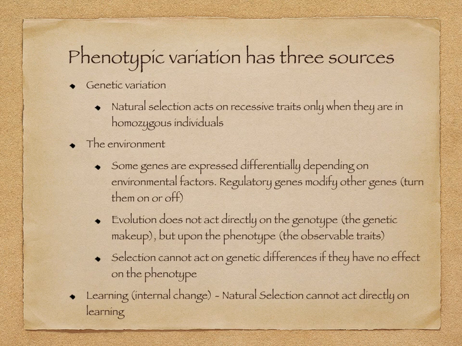Natural selection acts on recessive traits only when they're in homozygous individuals because the trait has to be expressed. And in the environment, some genes are expressed differentially depending on environmental factors, and that might modify other genes, which means that the trait may or may not be visible as a phenotype, and natural selection can act on the phenotype.